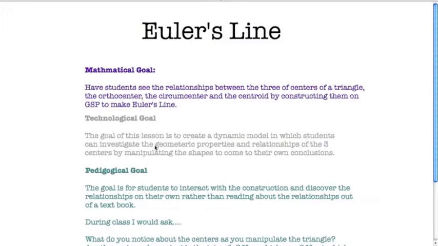Hello everyone, my name is Jessica and I will be using GSP to create an interactive model to find Euler's line. The mathematical goal for this activity is to have students see the relationships between three of the centers of a triangle, which are the orthocenter, the circumcenter, and the centroid, by constructing them on GSP to make Euler's line.